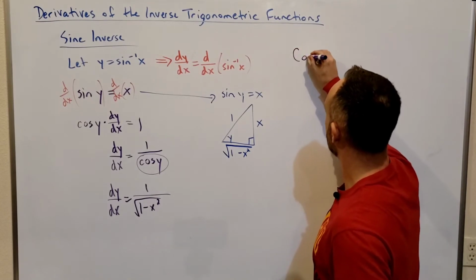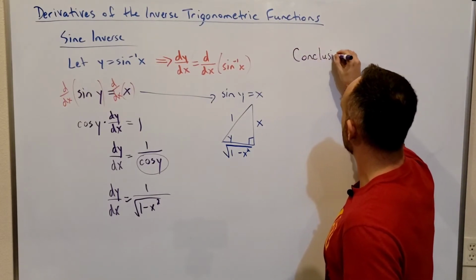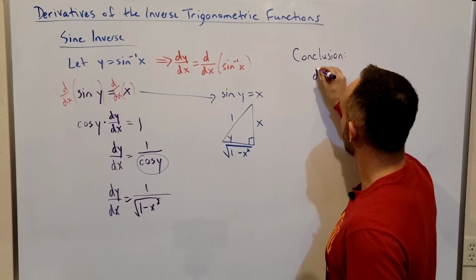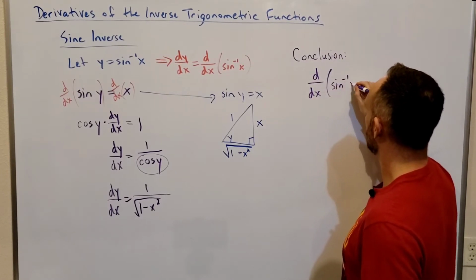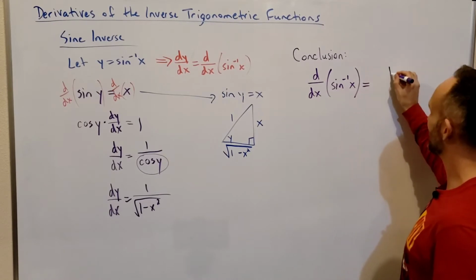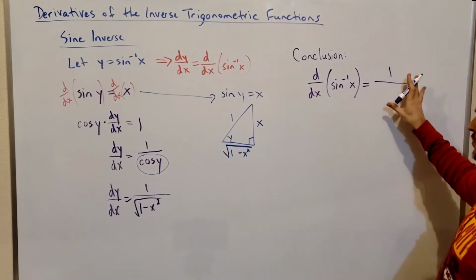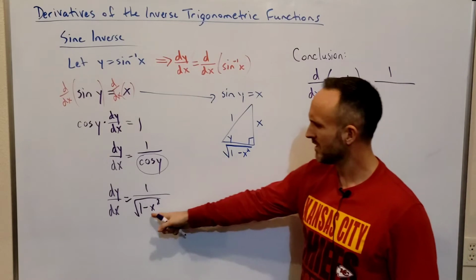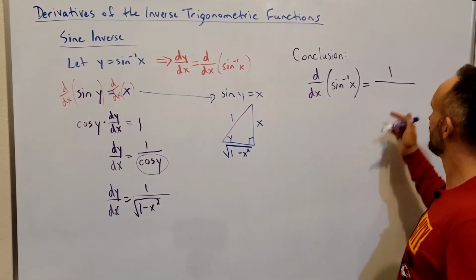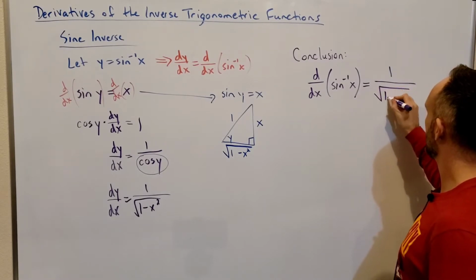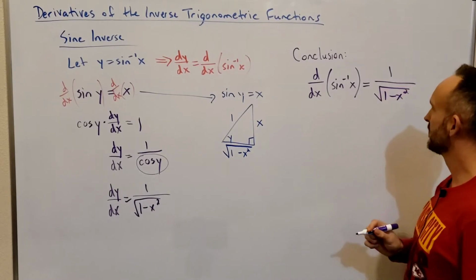So the conclusion here, the big picture, is that the derivative of the sine inverse function is this algebraic function. There are no trig functions here, which is really fascinating, right? There's no trig functions in the derivative of this inverse trig function. It's just 1 over the square root of 1 minus x squared.